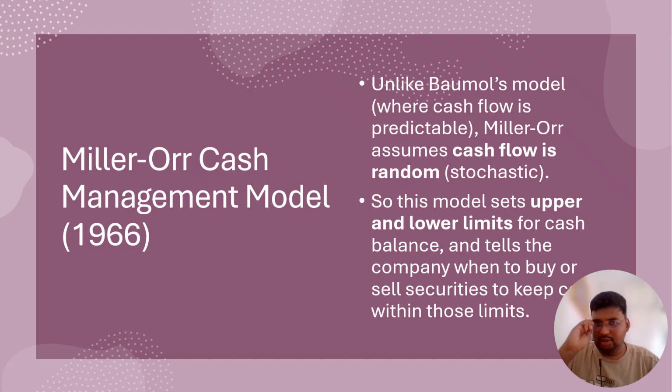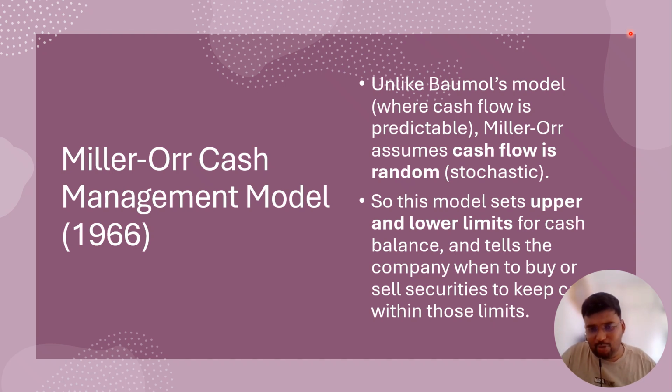Now, let's move to the Miller model. This model was developed in 1966, and unlike Baumol's model, which assumes that cash flow is predictable, this model assumes that cash flow is random. Cash flow is uncertain. It is totally unpredictable in nature.